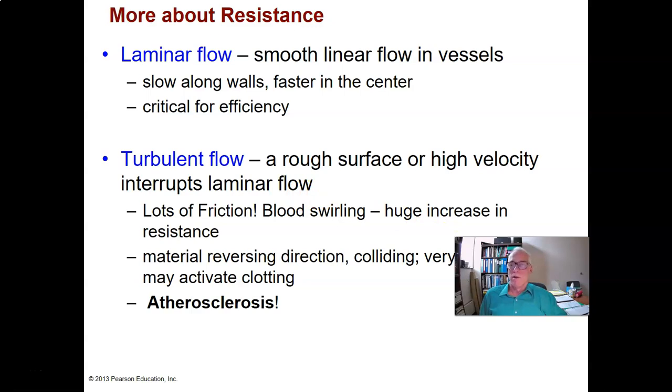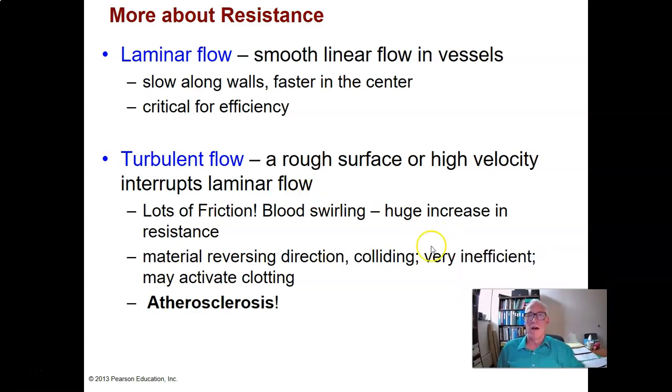I want to mention something else about resistance that we haven't talked about. It wasn't in our original formula. Laminar flow is how blood normally flows through the vascular system. And I'll show you a diagram to illustrate what I mean. All the blood cells and water and everything are flowing in a straight line smoothly along through all the blood vessels, like a whole bunch of people walking together in the same direction.